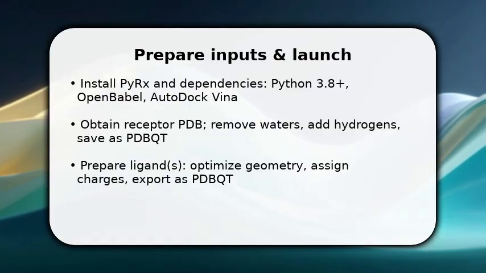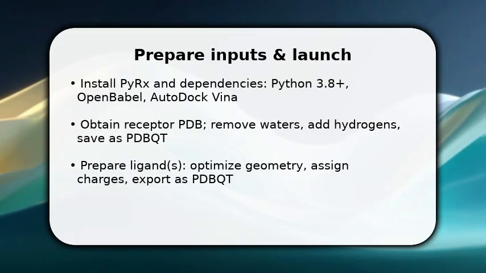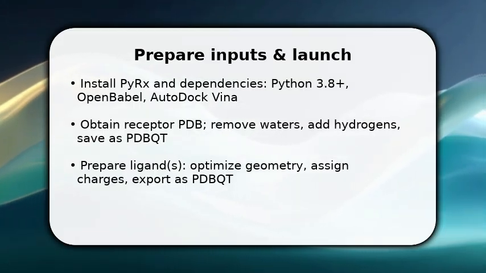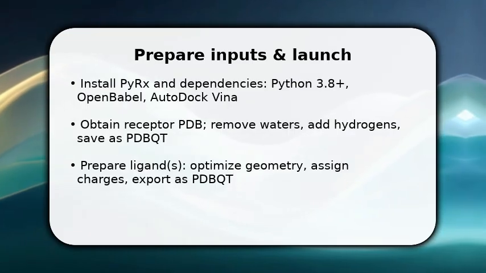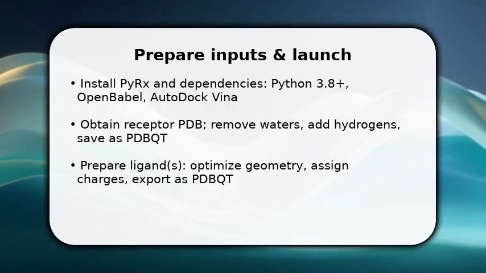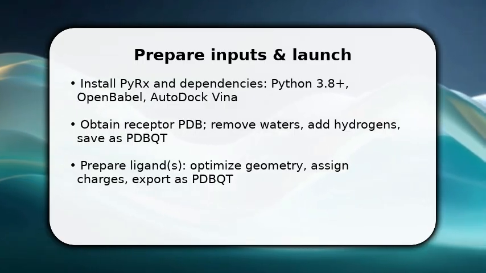You start by preparing both receptor and ligand files so docking runs smoothly. First, load the receptor into PyRx, strip waters, add hydrogens, and convert to PDBQT format. This ensures proper atom types and charges for AutoDock Vina.